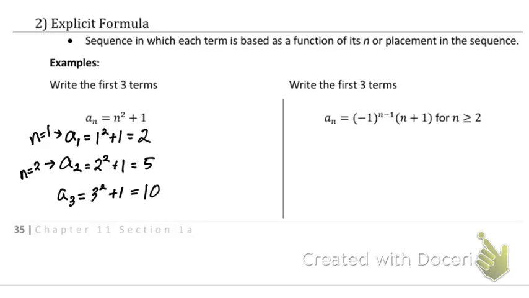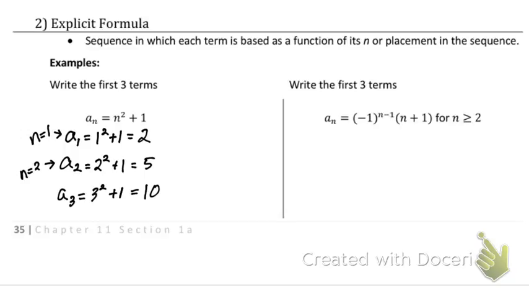The next one has something really important in front of it. See that negative 1 to the n minus 1? That's a really, really powerful thing in sequences. That right there is going to trip up several of you on the test, and we're going to talk about it in several lessons because it is a key part of sequences.